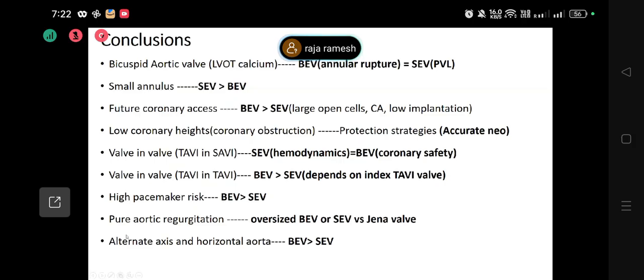For patients with pure aortic regurgitation, right now we are oversizing the available balloon expandable or self-expandable valves, but if the GINA valve comes, it may take its place for pure aortic regurgitation. For alternate access and horizontal aorta, for better navigation, a balloon expandable valve may be better, but with the latest generation self-expandable valve like the Evolut FX, it can be possible to use alternate access or even alternate routes.